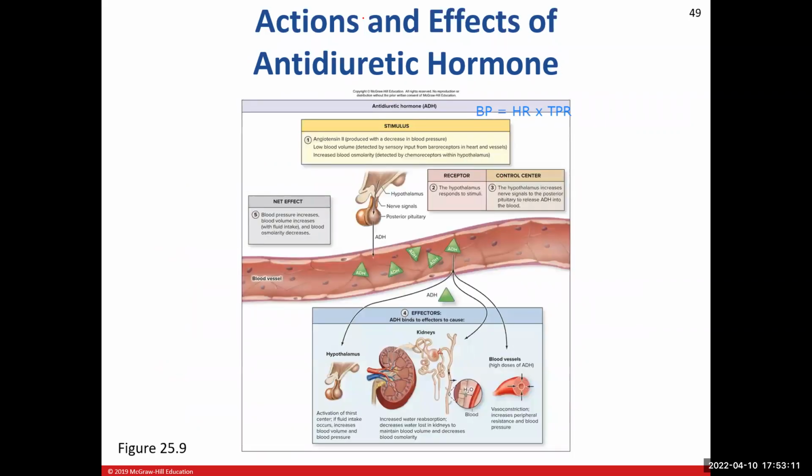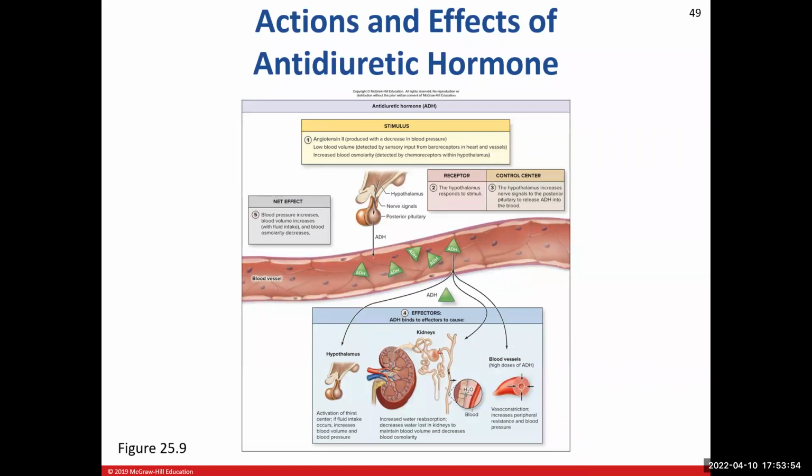All right, now we'll take a quick peek at the actions and effects of ADH in picture form. So we can see up here in the brain the stimuli that we discussed that are going to trigger the release of antidiuretic hormone: angiotensin II production, in response to a decrease in blood pressure or a low blood volume, therefore we'll get a decreased stretch in the baroreceptors in the heart, and then also the chemoreceptors pick up an increase in osmolarity in our blood.